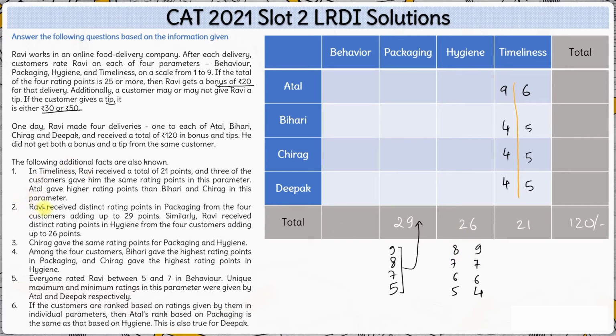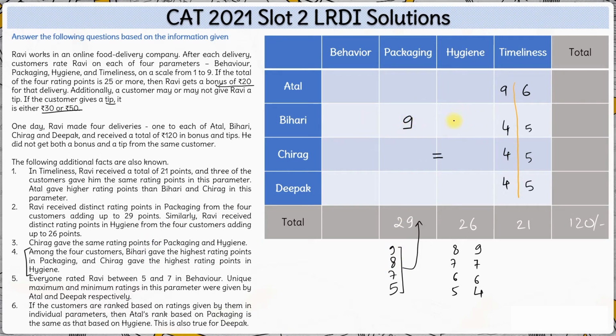Let's look at the third point here. Chirag gave the same ratings for packaging and hygiene. Okay, we'll have to figure out which rating is the same here. Next is, among the 4 customers, Bihari gave the highest rating points in packaging and Chirag gave the highest rating points in hygiene. Bihari gave the highest rating points in packaging, so in packaging the highest rating point is 9. So this is done here.